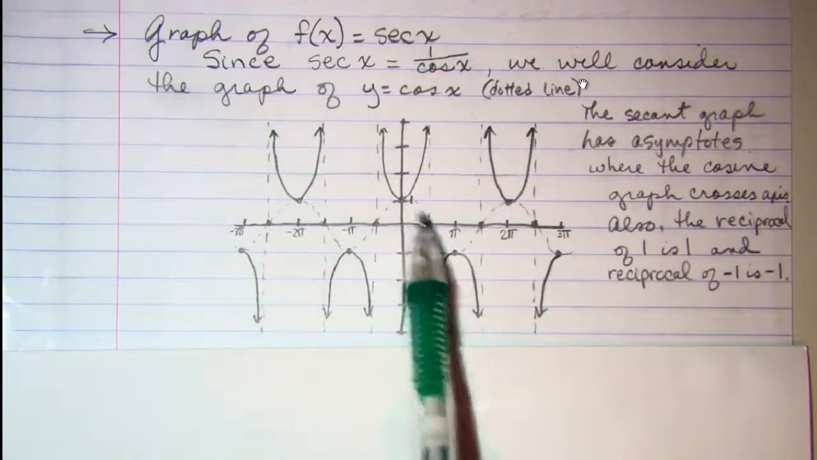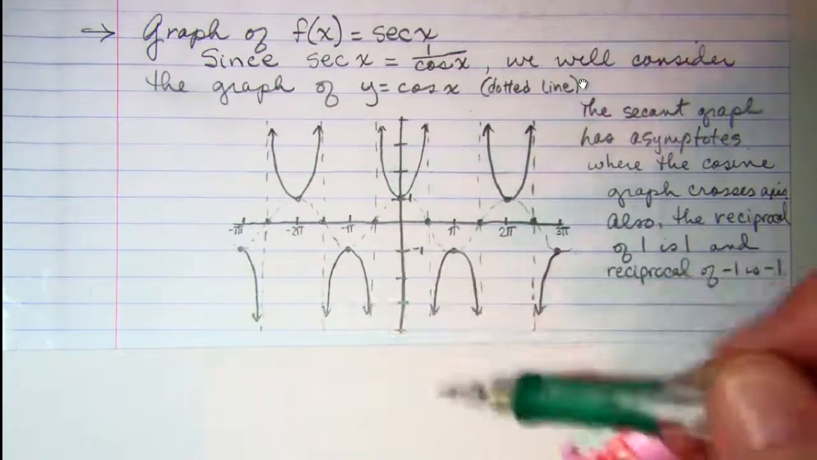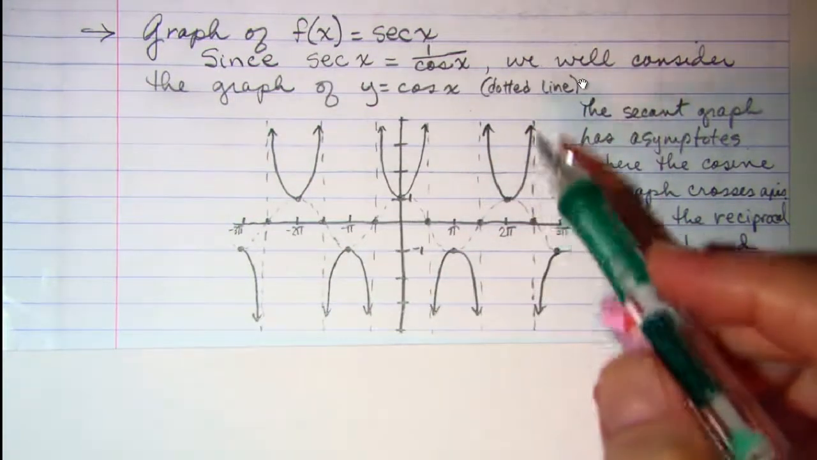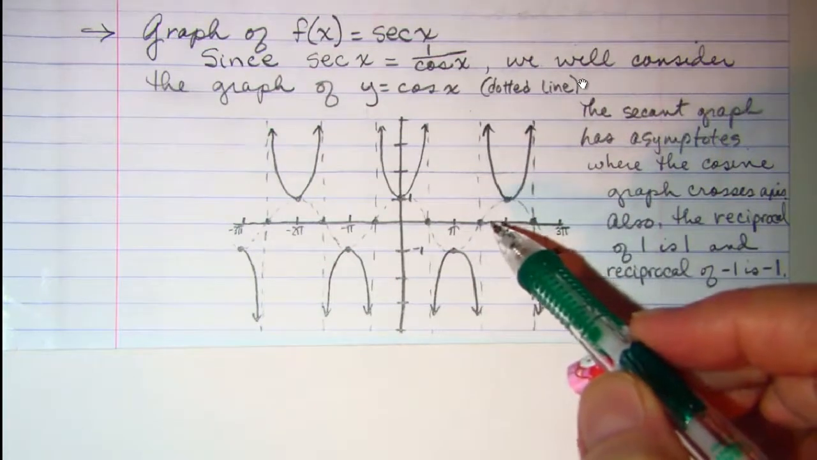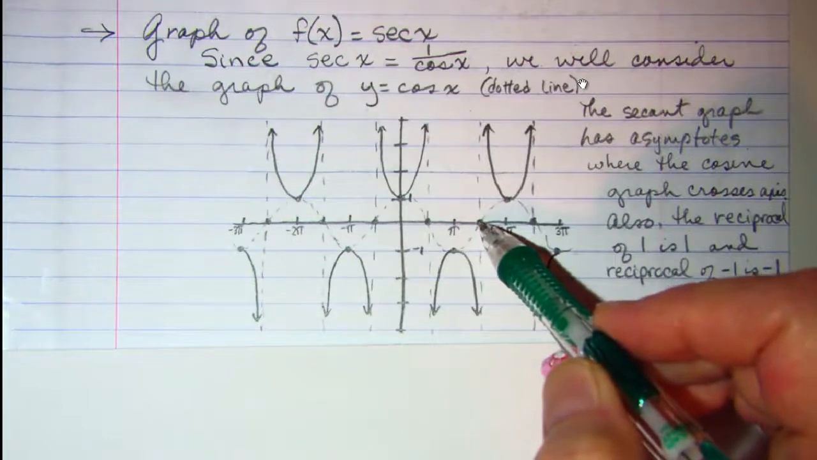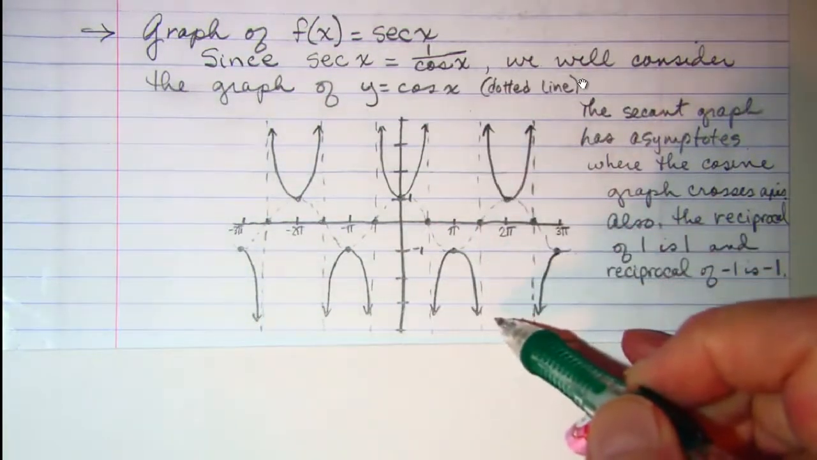So our cosine graph crosses here at pi over 2. And so for our secant curve, we need to draw an asymptote at pi over 2. Also, our cosine curve crosses the axis at 3 pi over 2. So we need to draw an asymptote for our secant curve.